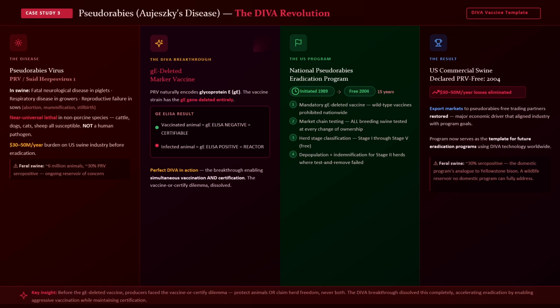And the key innovation that made it work was the gE-deleted DIVA vaccine. Here's the elegant logic. Wild-type PRV produces antibodies to glycoprotein E, gE. If you delete the gE gene from the vaccine strain, vaccinated animals develop solid immunity, but they never produce anti-gE antibody. Now you have a companion diagnostic, a gE-specific ELISA. If an animal is gE negative, it's been vaccinated but not naturally infected. If it's gE positive, it has seen wild-type virus and is infected or exposed. The test distinguishes them perfectly.